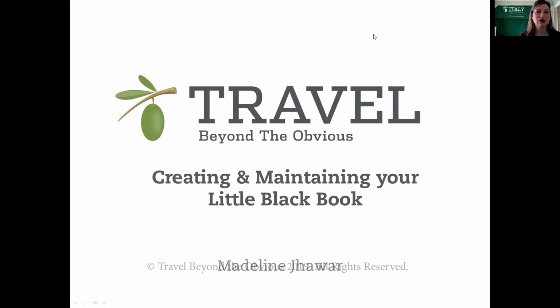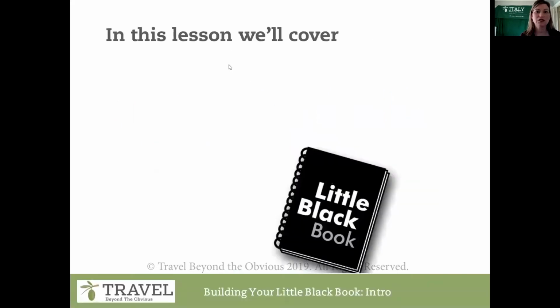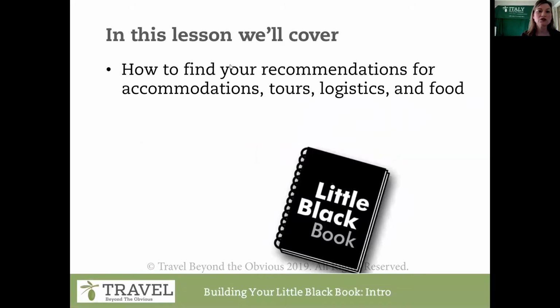So let's get started. First, I just want to do kind of a little intro about what we're going to cover. So I'm going to talk about how to find your recommendations for these 4 categories: accommodations, tours, logistics, and food. And you can see that I repeat this stuff over and over again. I've got my 5-step process. And everything falls into these different buckets.